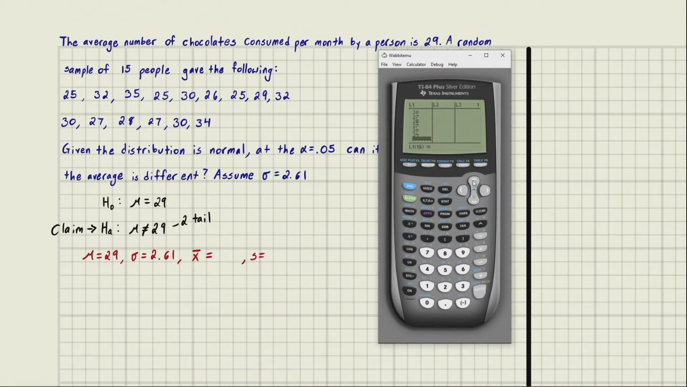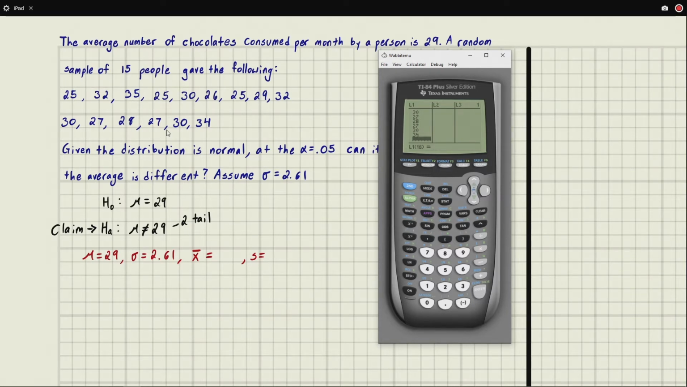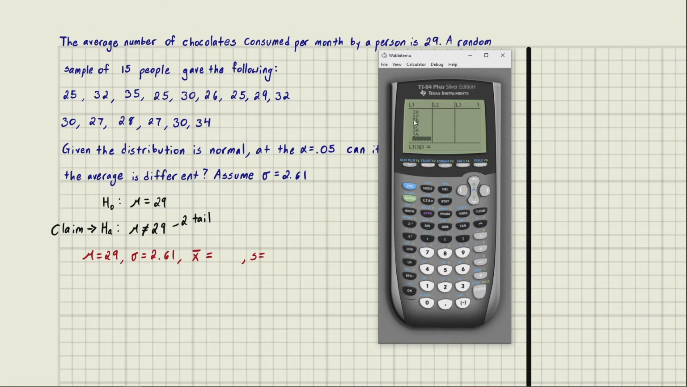Okay, so the most common mistake I see by a long shot is misentering something on this step. So always go back and double check. So we got 34, 30, 27, 28, 27, 30. Okay, that's the whole bottom row. 32, 29, 25, 26, 30, 25, 35, 32, 25. Beautiful. This is our data.